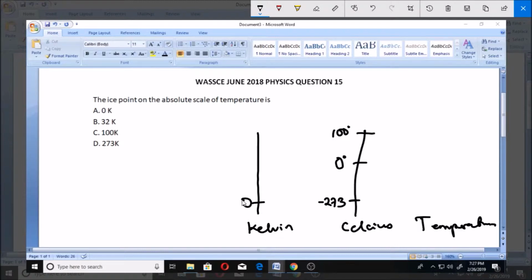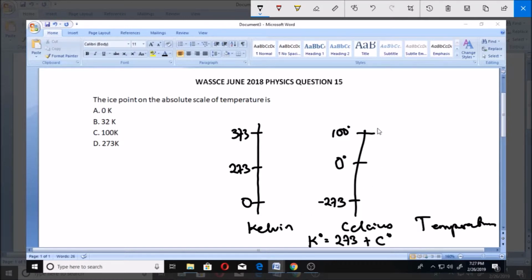Absolute zero here is 0 Kelvin. Anything you have here is anything here plus 273. So if you say minus 273 plus 273, you have 0. If you say 0 plus 273, you have 273. If you say 100 plus 273, you have 373. So that's the difference between a Kelvin scale and a Celsius scale. Every Kelvin value is equal to 273 plus the Celsius value. That's how we got this scale, because we added 273 to everything here.